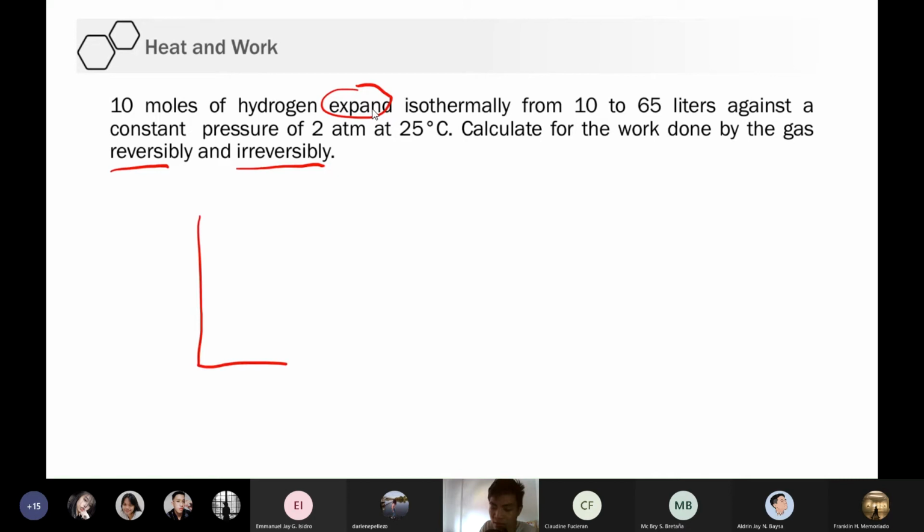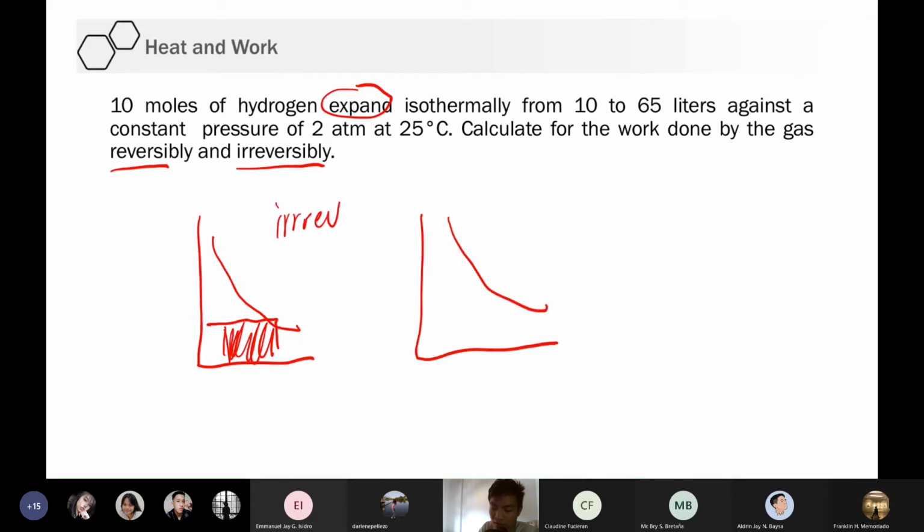Expansion. O, remember, kapag expansion, yung ating graph ay ganito. Ito yung irreversible. Ito yung reversible. Kailangan, ang mas malaki yung value natin ay for the reversible. Okay, so patunayan natin na tama yung idea natin kanina na mas malaki yung value nito kaysa dito. Kasi for expansion, mas malaki yung area under the curve kapag reversible kaysa sa irreversible.